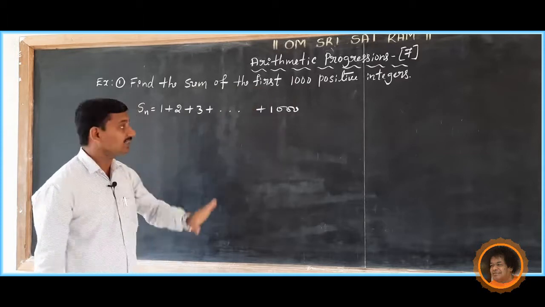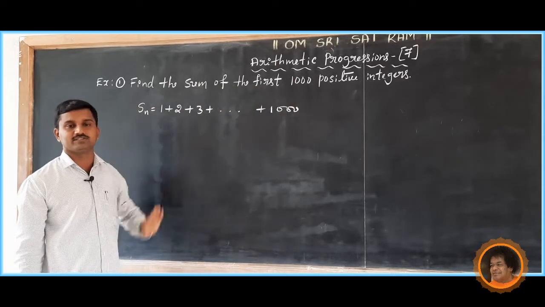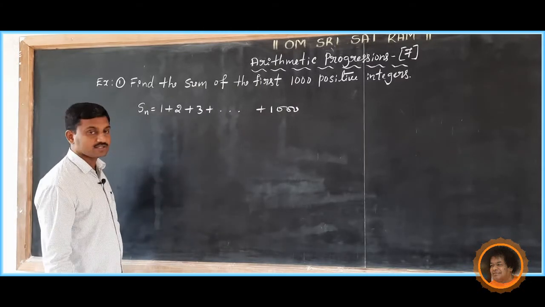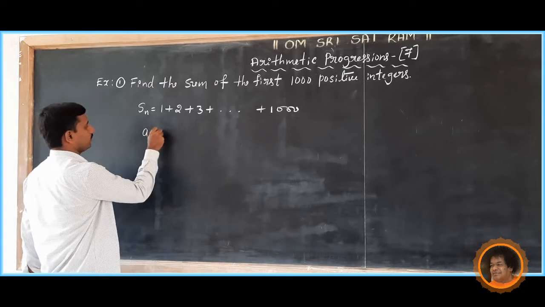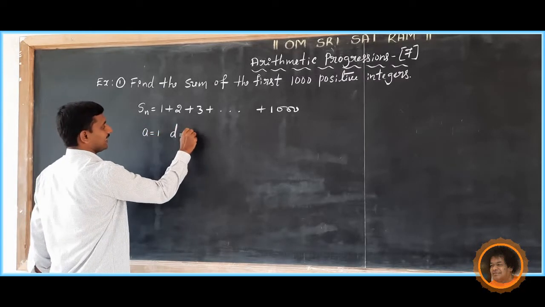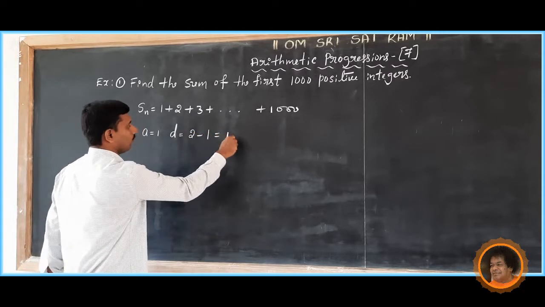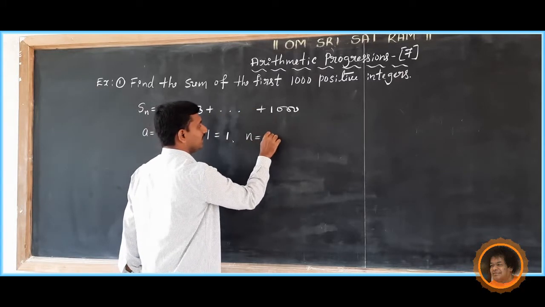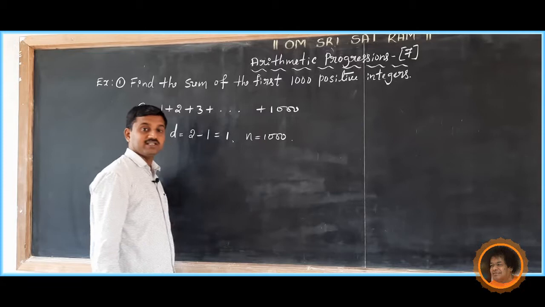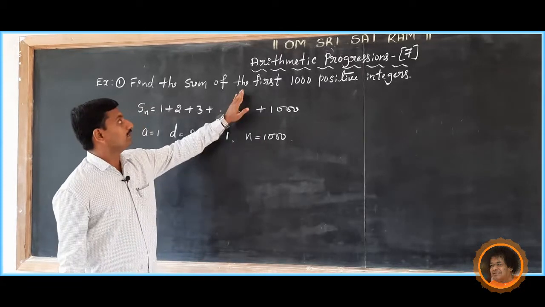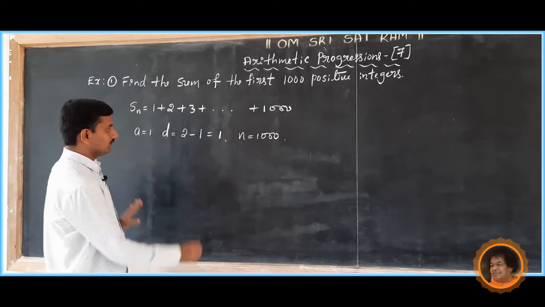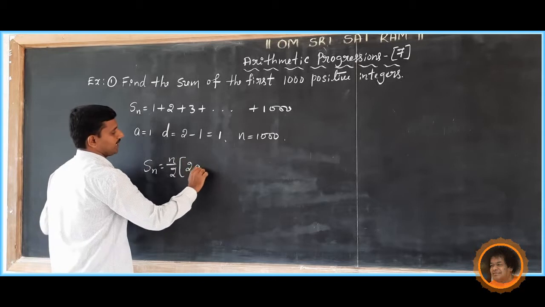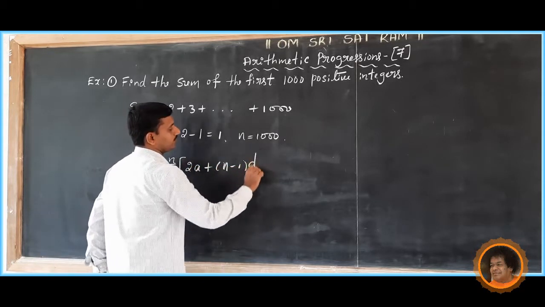Now we have to find the sum of the terms of the given list of numbers. The list of numbers are in AP because the common difference is the same. So here the first term a equal to 1 and common difference d, second term minus first term, equal to 1. Then the number of terms: 1000 terms are there. So we have to find the sum of the first 1000 positive integers. What is the formula? Sn equal to n by 2 into 2a plus n minus 1 into d.